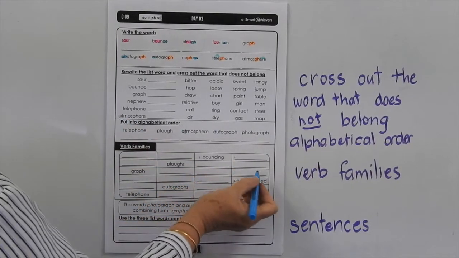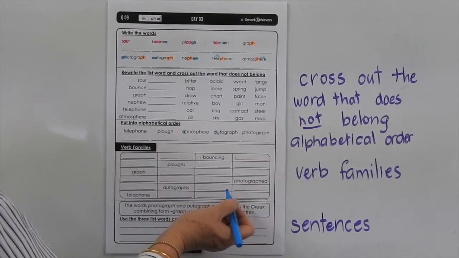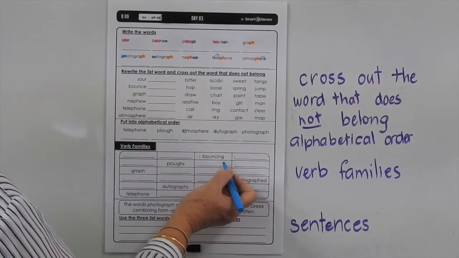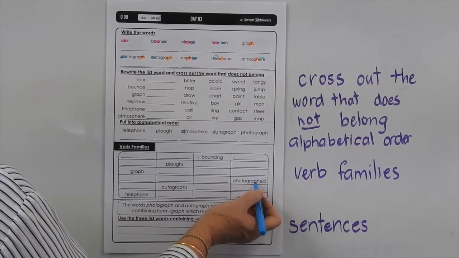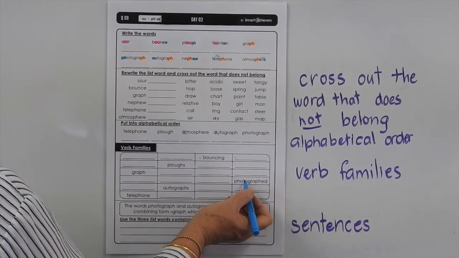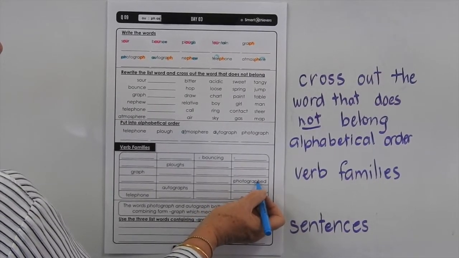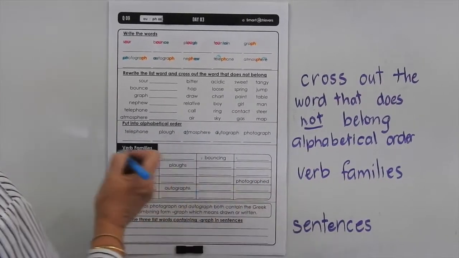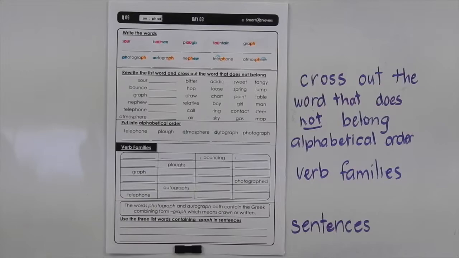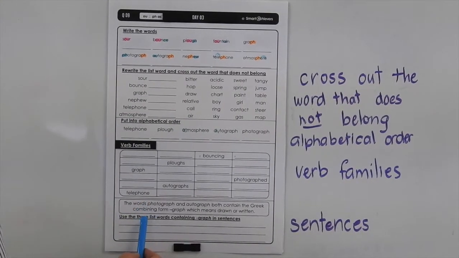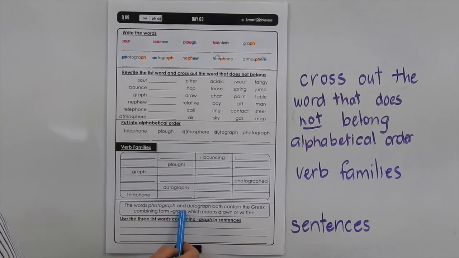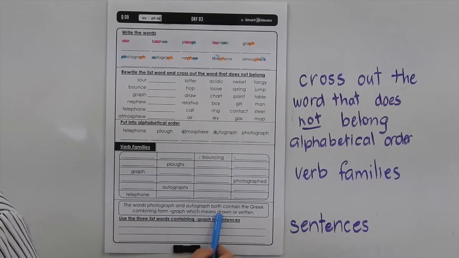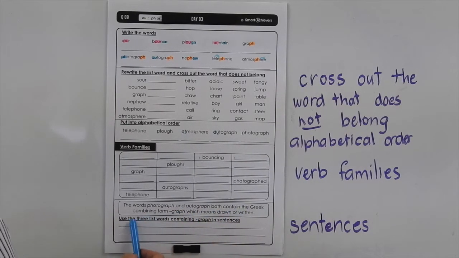We're not doubling the last letter in any of these words when we add a vowel suffix, because there's quite a few reasons. If you go through our checklist, you'll understand why, but if they're not a single syllable word, we're certainly not doing it. And we've got a PH at the end of many of them too, so that's not ending in a single consonant. Down the bottom, you just have to write the word graph. So the words photograph and autograph both contain the Greek combining form graph, which means drawn or written, which we've talked about above.